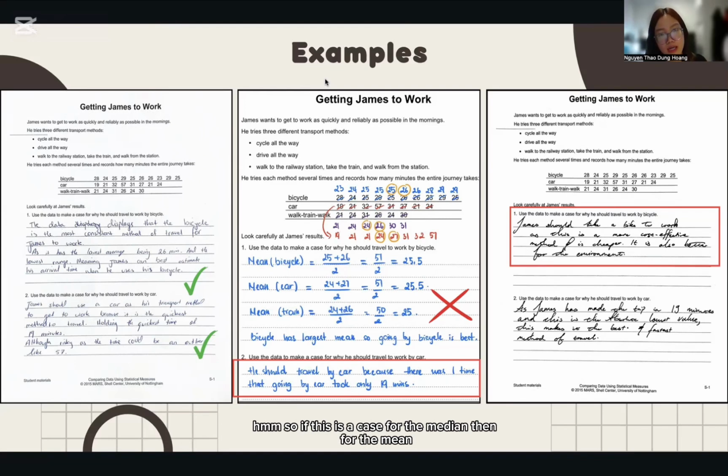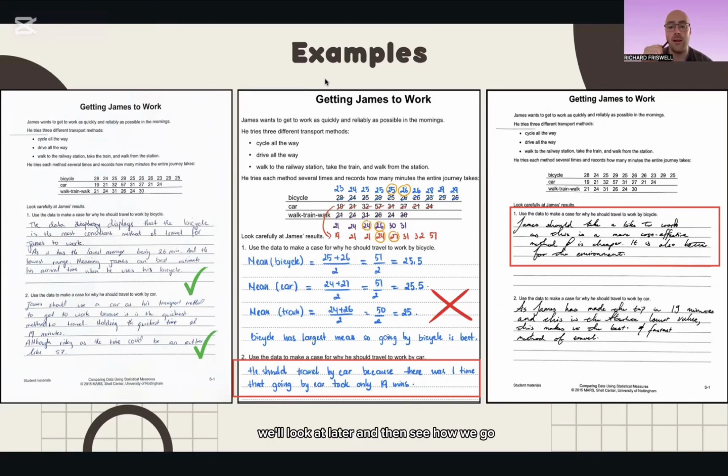So if this is the case for median, then for the mean, should we just add all of the values together and then divide it by the total number of values that we have? Yeah, that's exactly it. Do you maybe want to give that a go for the next ones we'll look at later and then see how we go? Thank you so much. I'll do it.